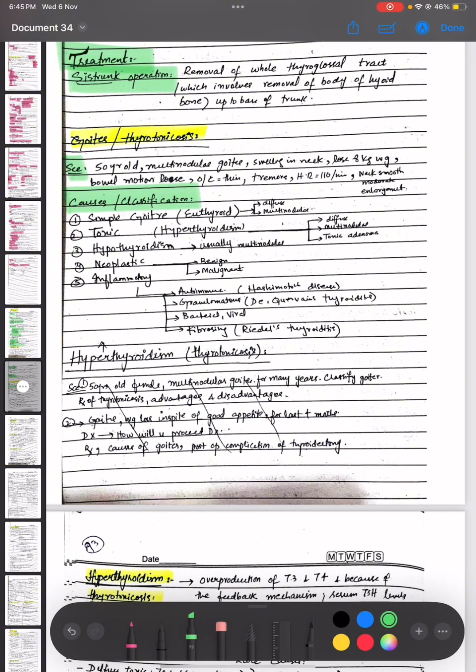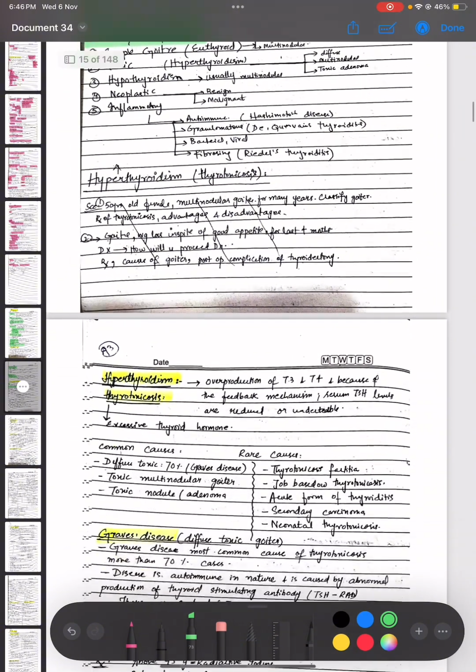Then neoplastic, and then inflammatory. In neoplastic, we are having the benign and malignant. In inflammatory, we are having autoimmune, granulomatous, bacterial, viral, and fibrosing, that is Riedel's thyroiditis. So these are the causes or different classifications of the goiter or thyrotoxic causes.